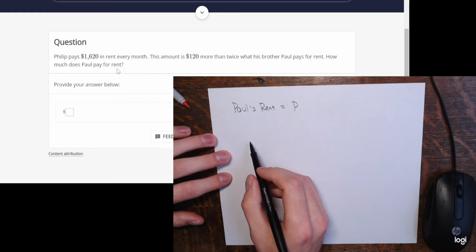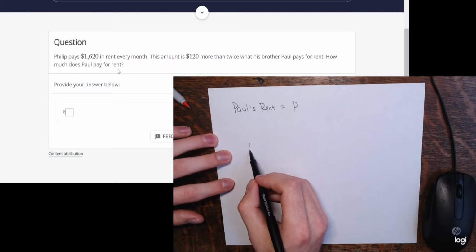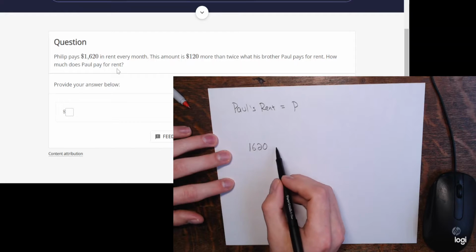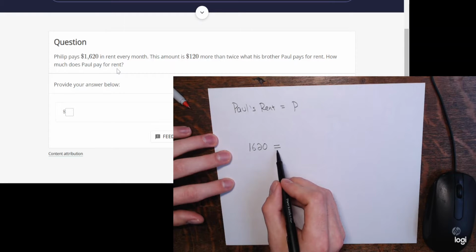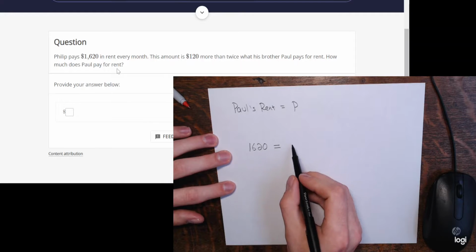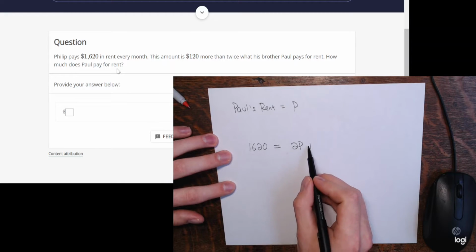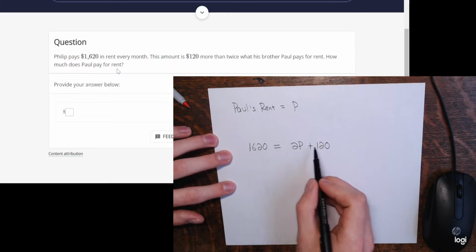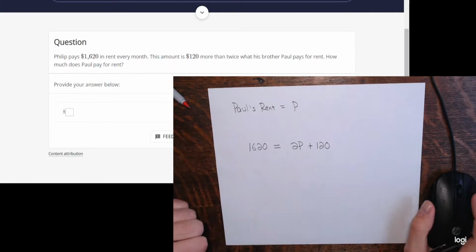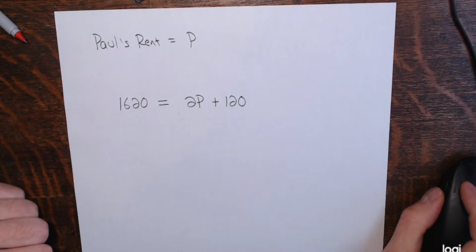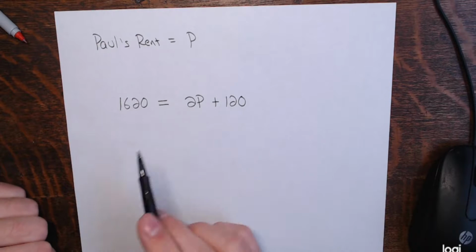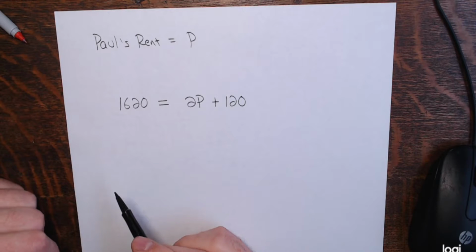Now they say this $1,620 that Phil pays in rent equals $120 more than twice what Paul pays. So if you double what Paul pays and then add 120, that's what Philip pays, and we get this equation here. And that's definitely the most difficult part, I feel, of all these, which is translation into math. The more practice you get with it, the better you'll get at it, as with anything.